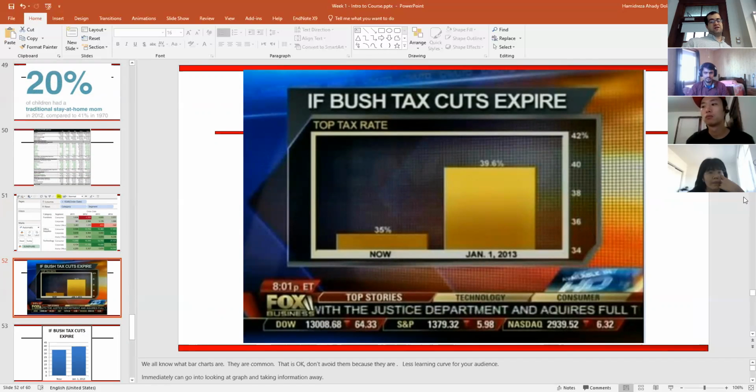Okay, what's wrong in this picture? Can anyone find any issue? So we want to say what happens if we stop Bush, who is the president, tax cuts. So he had some tax cuts. I think it's related to Obama.